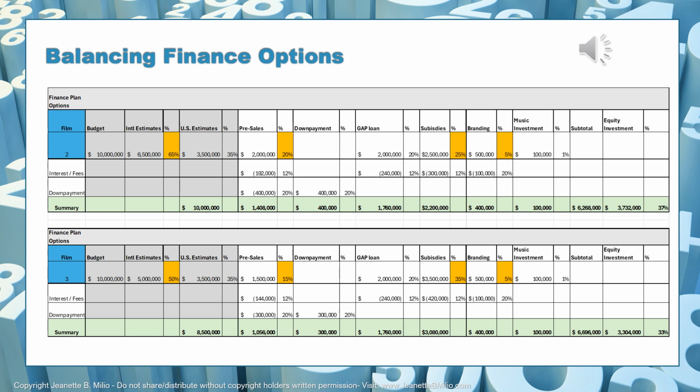So here we are increasing the subsidies to 35% of the budget, and the branding is still at 5%. So with this change, we see the equity coming in at 33%, which is also acceptable. So anything under 40% is acceptable when it comes to equity. Anything above that is going to get a little tricky when it comes to recouping and generating a strong ROI.